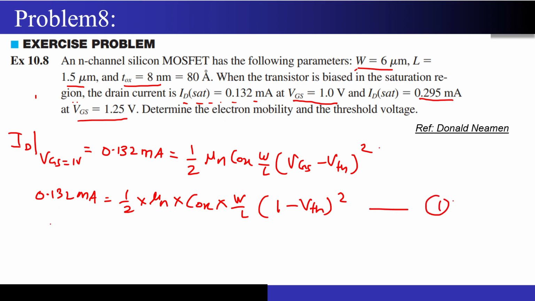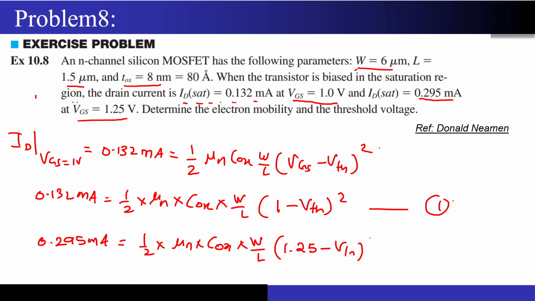Similarly, I can write the same for the second condition: 0.295 milliamperes is half into mu n into Cox into W by L into (VGS minus VTH) the whole square. Now VGS has changed to 1.25 volts, so (1.25 minus VTH) the whole square. Correct? They have not given anything about channel length modulation, so we can easily ignore it.